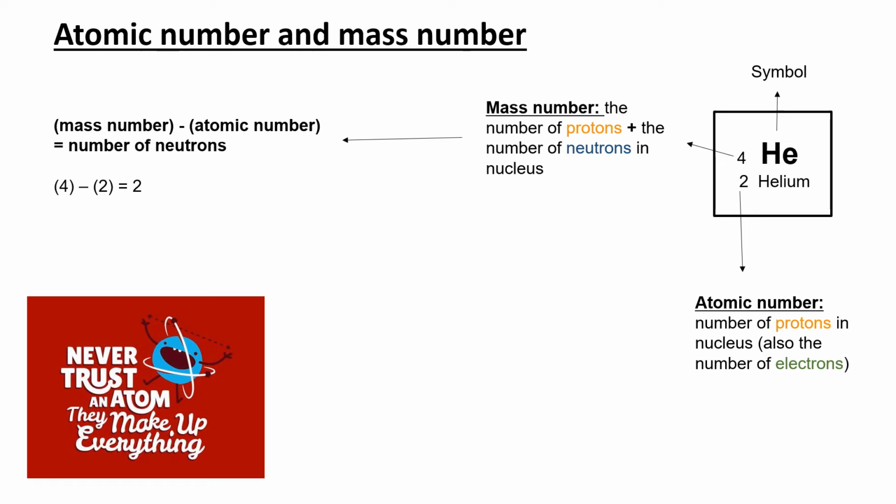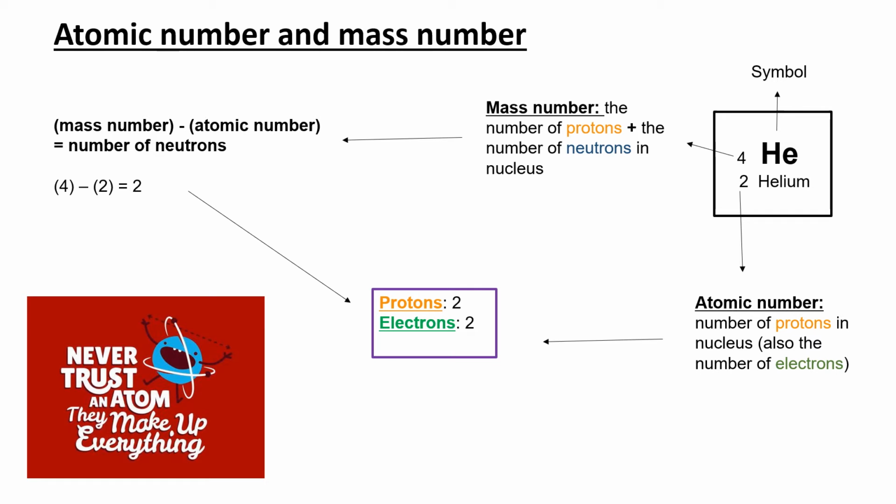Looking at the atomic number of helium, it means we have 2 protons and 2 electrons. Looking at the mass number, we have 4 protons and neutrons in total. From the atomic number, we know that helium has 2 protons, so 4 minus 2 would be 2, which means 2 neutrons. So helium has 2 protons, 2 electrons, and 2 neutrons.